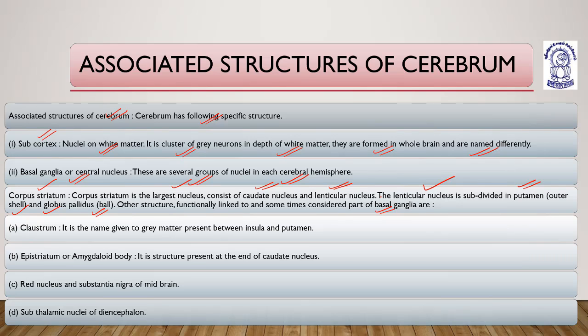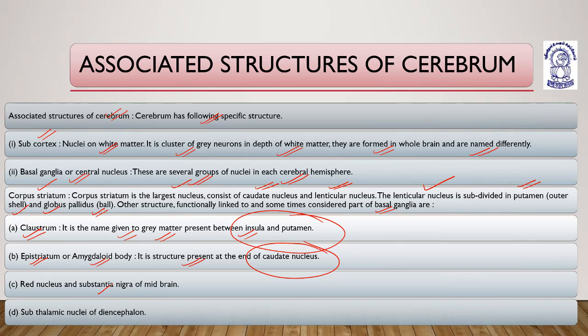Some other structures functionally linked, and sometimes considered part of the basal ganglia, are the claustrum. Claustrum is the name given to the gray matter present between the insula and putamen. Epistriatum, or amygdaloid body, is the structure present at the end of the caudate nucleus, which is part of the corpus striatum.